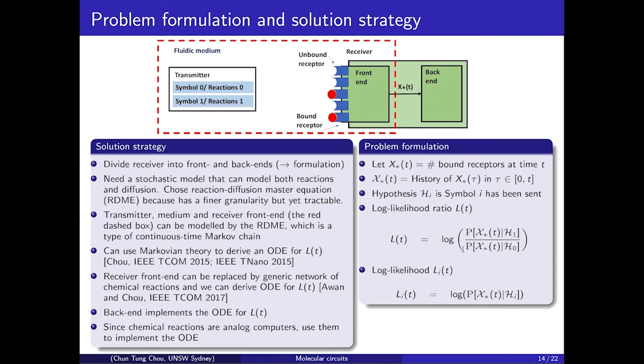What the back end will do is we envisage that it will do the computation of the log likelihood ratio or log likelihood. But ultimately, we don't want to do calculations in the same way that we use silicon-based computers. What we can do is get an ordinary differential equation to see how this evolves over time, and chemical reactions are like analog computers, so they can implement ordinary differential equations. So in the end, we want to use chemical reactions or molecular circuits to implement this backend.